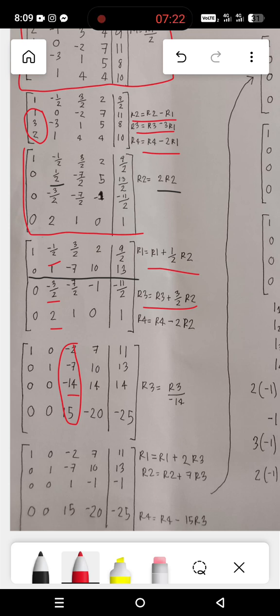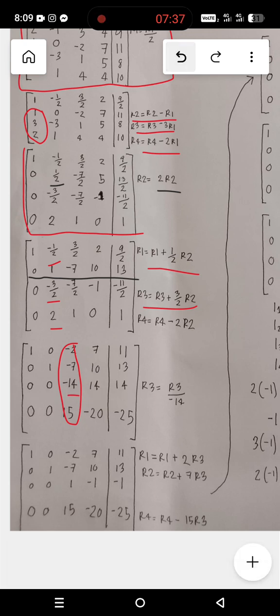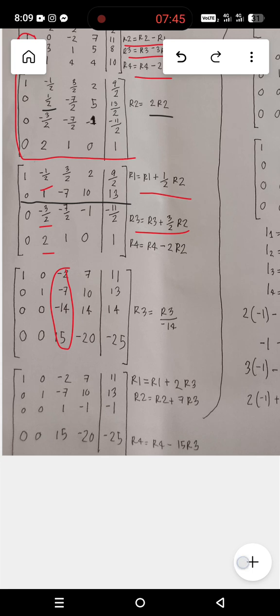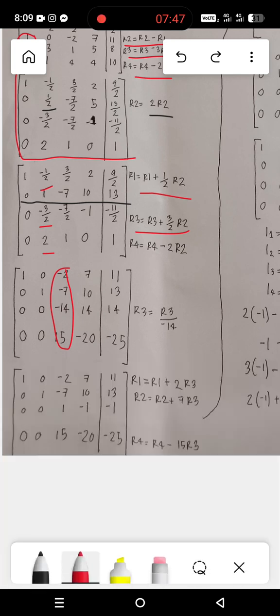And negative 14 is a value in R3 or row 3. So we're going to divide all values in R3 by negative 14. These are the values in row 3, and we're going to divide that by negative 14. That is why we have here these values in R3 now, because 0 divided by negative 14 is 0.